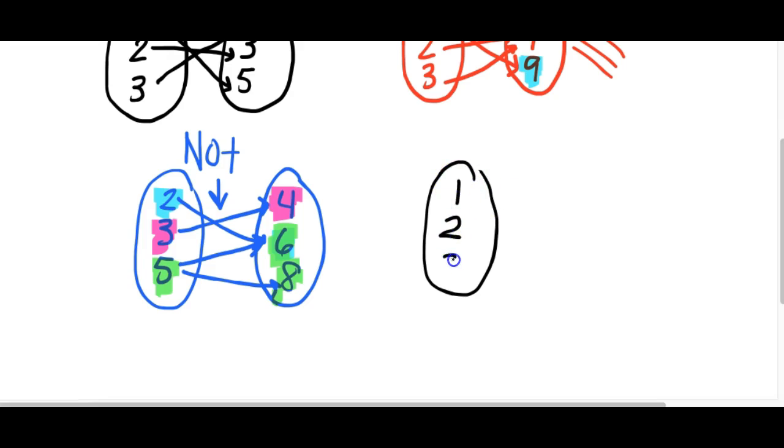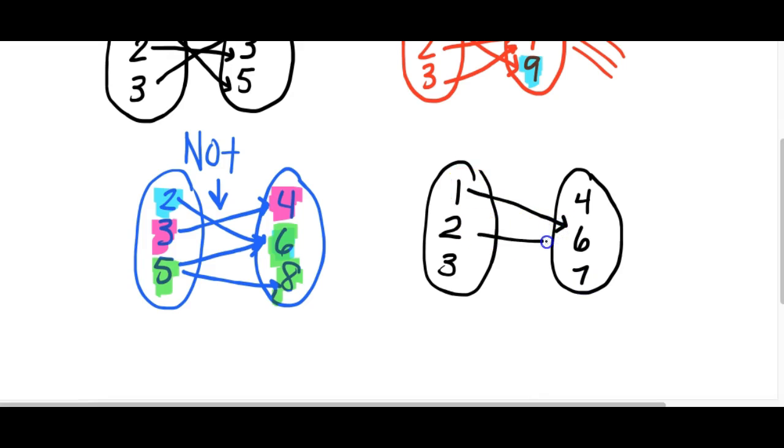1, 2, 3 again, and 4, 6, 7. So 1 goes to 6, 2 goes to 6, 3 goes to 7. I put 1 in, I get 6 out. I put 2 in, I get 6 out. I put 3 in, I get 7 out. And that's okay because each of those inputs has only one output. So even though 1 and 2 had the same score, that is still perfectly legitimately allowed. So this is still a function.